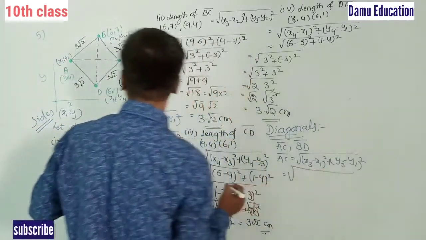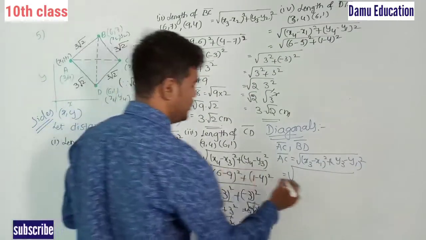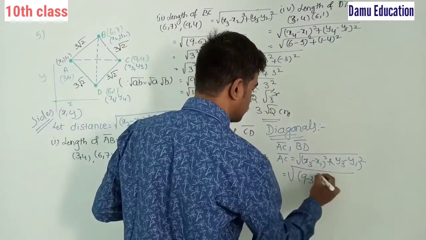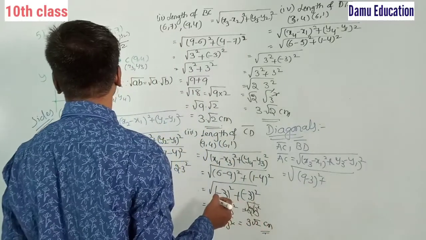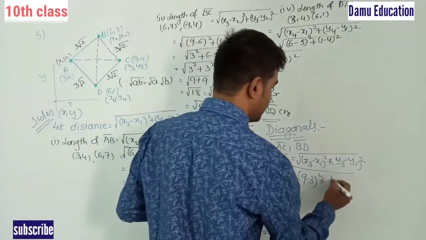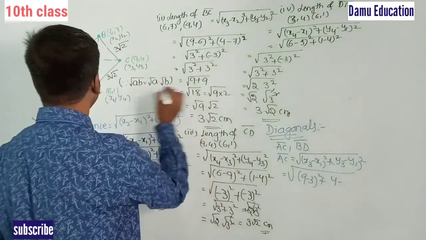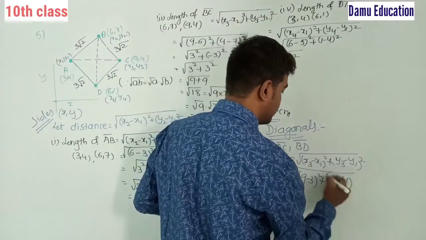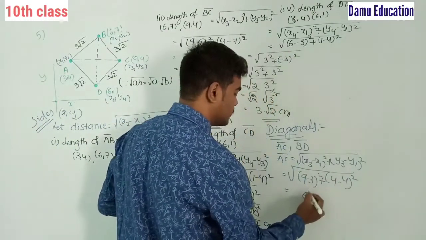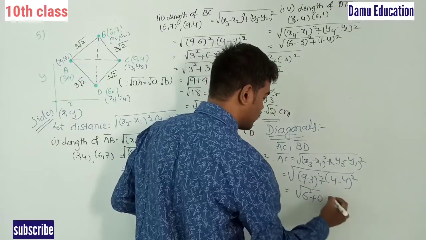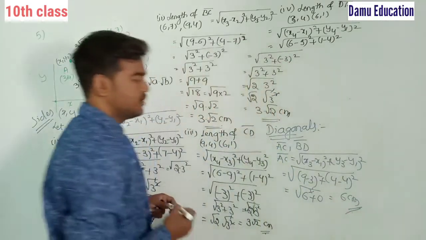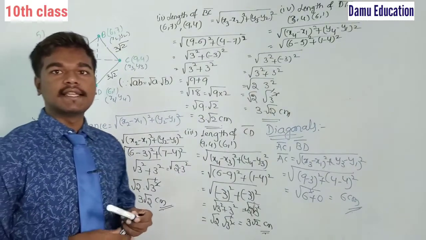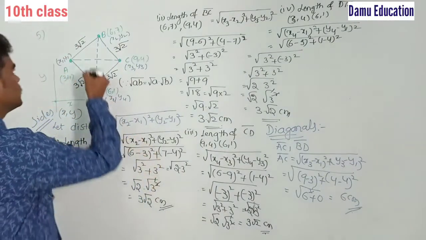x3 is 9, so 9 minus 3 whole square plus 4 minus 4, which becomes 0. So 6 square plus 0 under the square root, the square and root cancel. Then it is 6 centimeters. So AC is 6 centimeters.